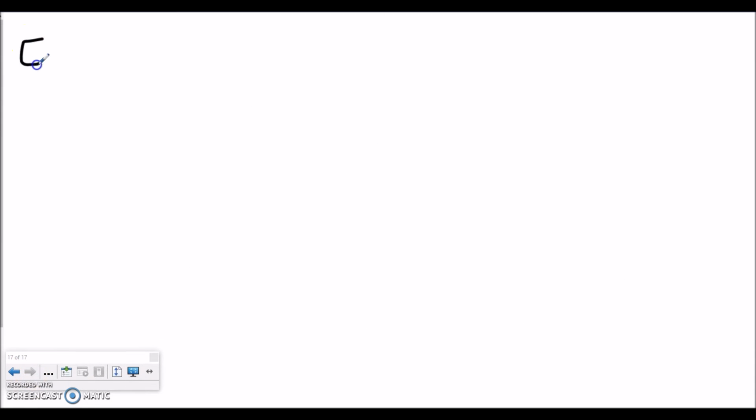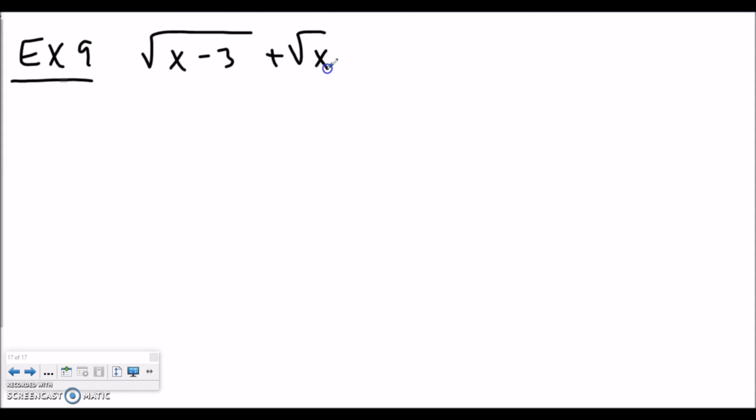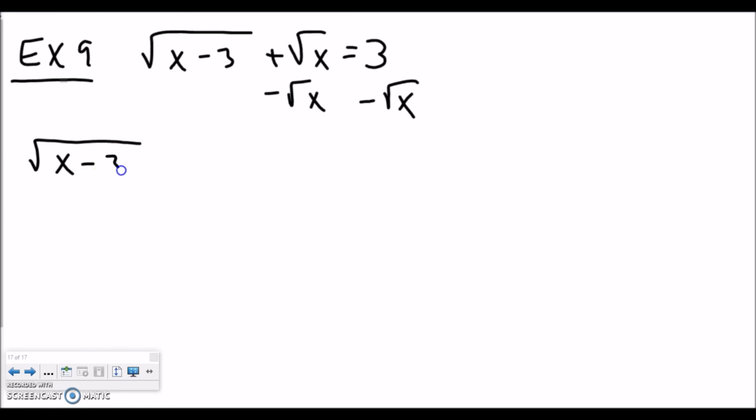Let's try example 9. Square root of x minus 3 plus the square root of x equals 3. So we have two square roots, but they're on opposite sides. So you might say, Mr. Repko, let's get those square roots to opposite sides, and we can do that. I'll minus square root of x from both sides. So that gives me square root of x minus 3 equals 3 minus the square root of x.